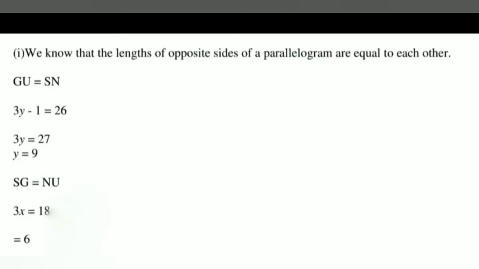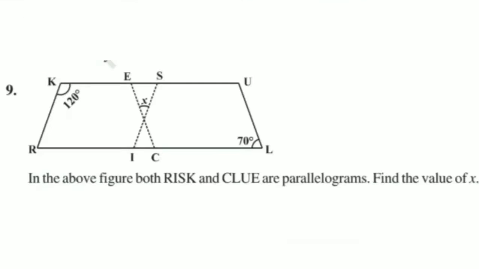Now, second pair, GS is equal to UN. Means 3x is equal to 18. So x is equal to 18 upon 3. So value of x is 6.